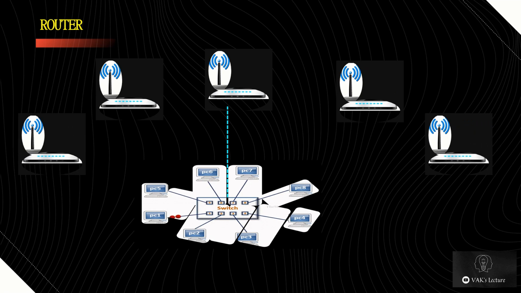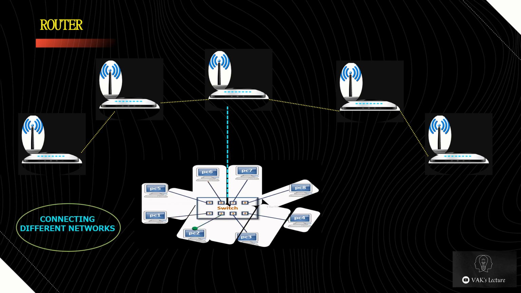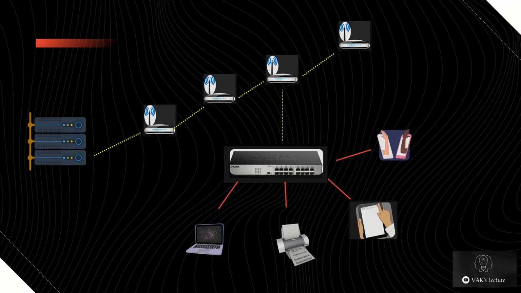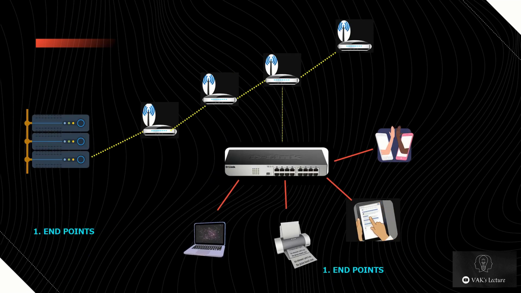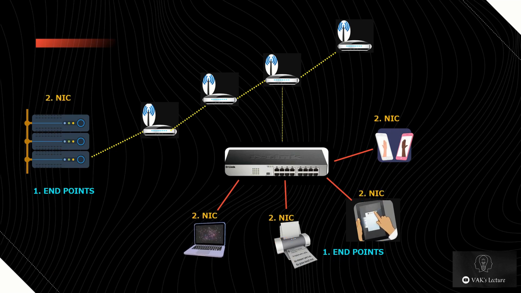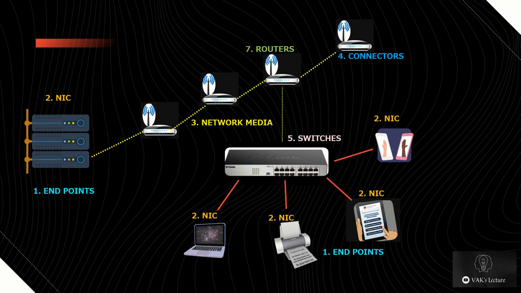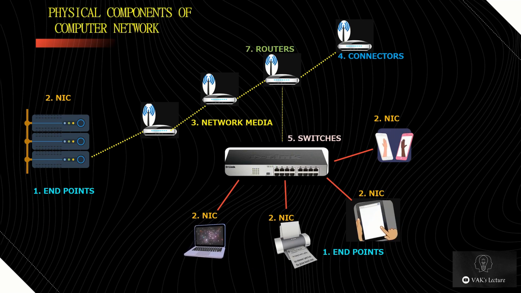Internet consists of a large number of interconnected routers, and all of these routers perform two basic functions. First one is connecting different networks and the second one is providing the best path to access the requested contents. So, a typical computer network includes endpoints, network interface cards, network media, connectors, switches, and routers as physical components of a computer network. So all these are about physical components of a computer network.